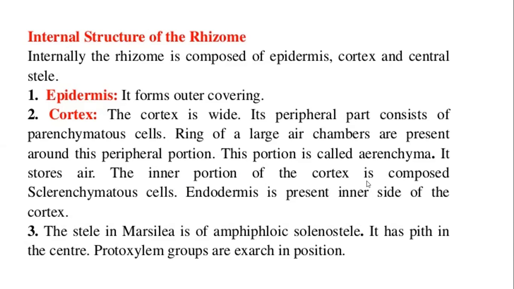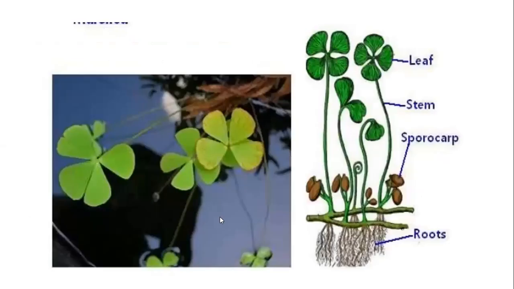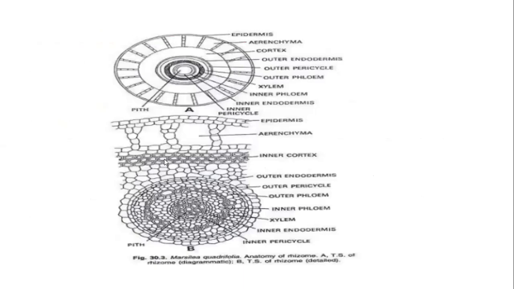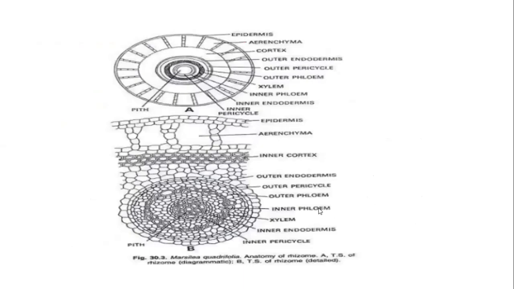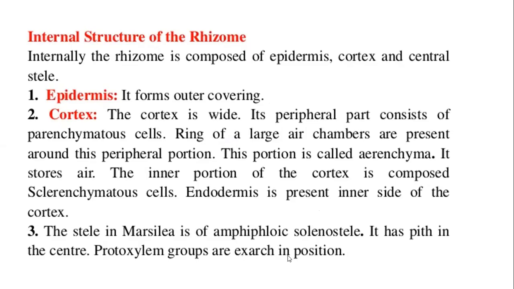Now, the inner portion of the cortex is composed of sclerenchymatous cells. This is the inner cortex, which is sclerenchymatous and very thick walled, and this is the outer cortex region. And the endodermis is present towards the inner side of the cortex. Next, the stele here in Marsilea is referred to as amphiphloic solenostele. That means it has a central pith in the region, and the protoxylem here is exarch in condition.